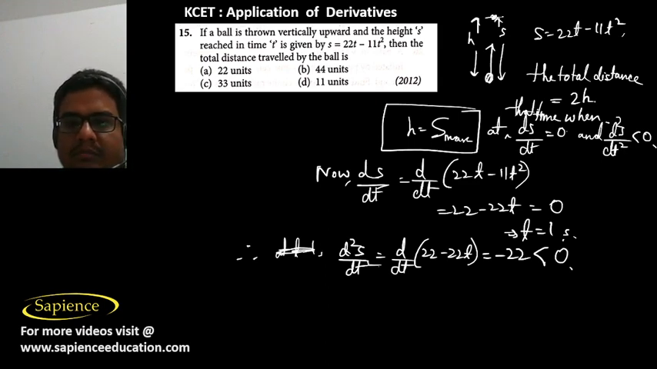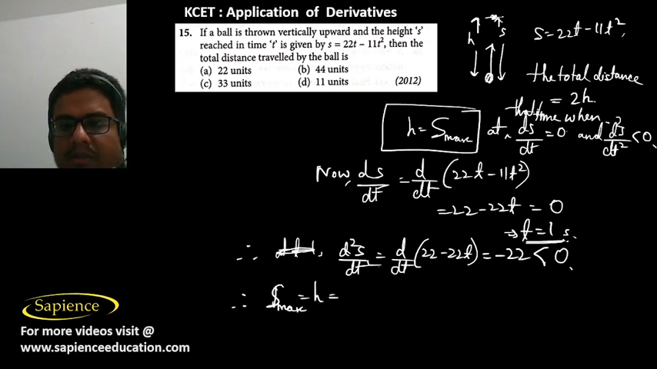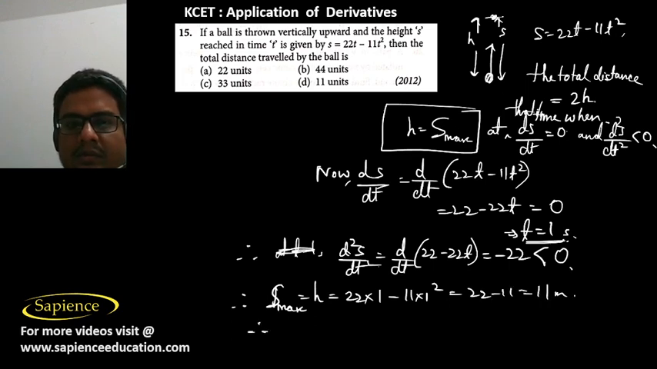Therefore, the maximum height is reached at t equal to 1 second. Therefore, s max, the maximum height h, is equal to 22 into 1 minus 11 into 1 square. It is 22 minus 11, so it is 11.